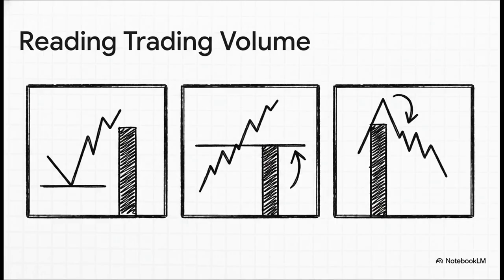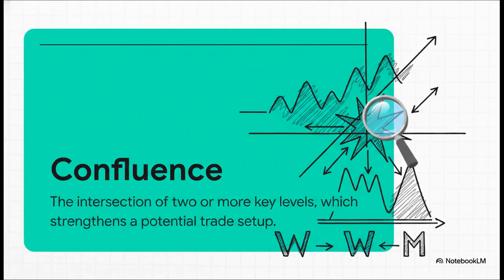On the other hand, if a price breaks through a ceiling on a massive surge of volume, that breakout is way more likely to be the real deal. And sometimes you'll see a gigantic climactic volume spike after a long trend. That can actually be a sign of exhaustion, signalling the trend might be over. Volume gives you the context.